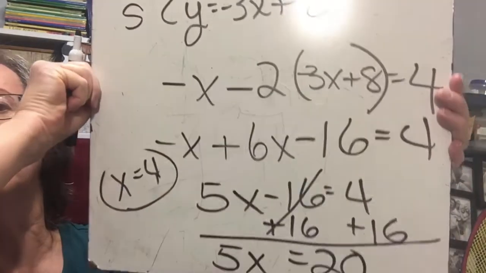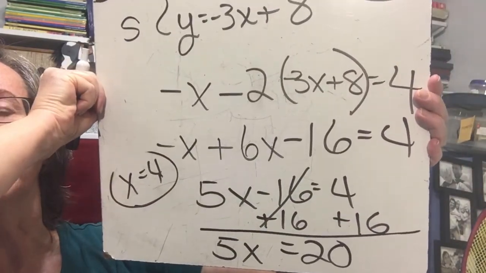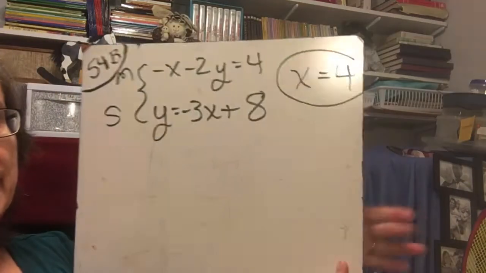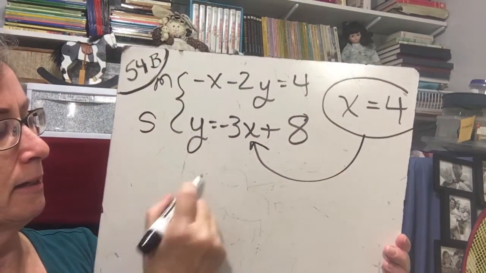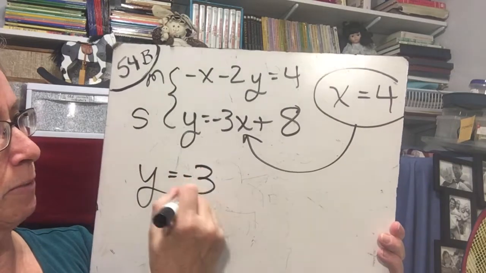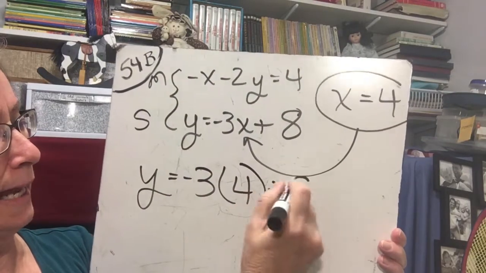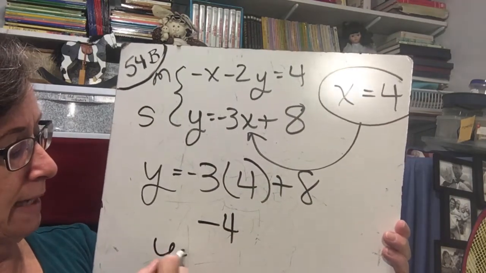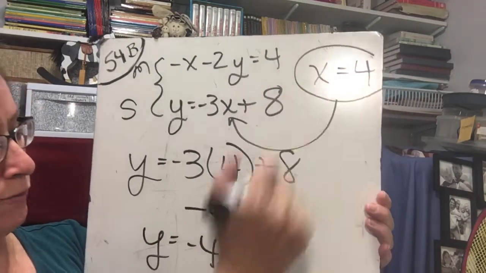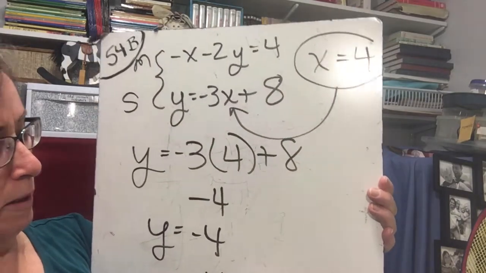Okay, so there's all of that work that I'm about to erase. We found our x, and now we need to go and find our y. And it's as simple as finding our sub-equation, taking our x into it. Y is negative 3 times 4 plus 8. Negative 12 plus 8 is negative 4. So y is negative 4. X was 4, so 4 comma negative 4.